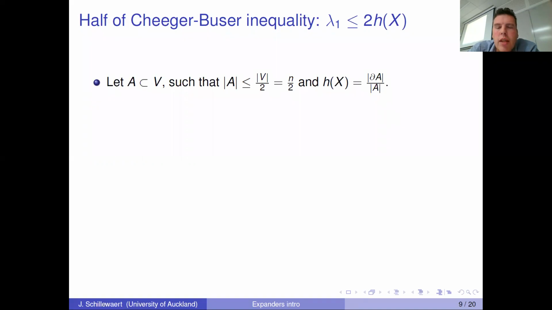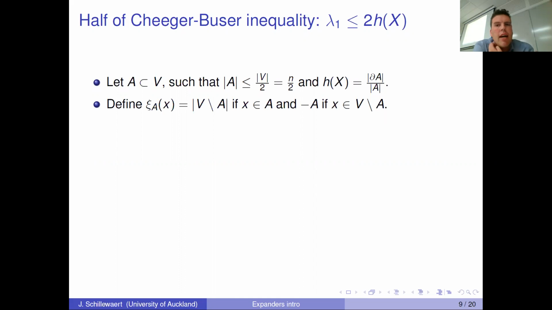Well, if I assume that my isoperimetric constant is equal to h of x, this h of x was a minimum taken over a bunch of subsets. So that means there should be some subset A which attains this isoperimetric constant, right? And by my remark in the beginning, I can also assume that this A has at most n over 2 vertices. If not, then take its complement. Okay. So I have a set A, which has at most half of the vertices of V, such that h of x is equal to the boundary of A divided by A. And now I need to somehow bring lambda 1 into this game.